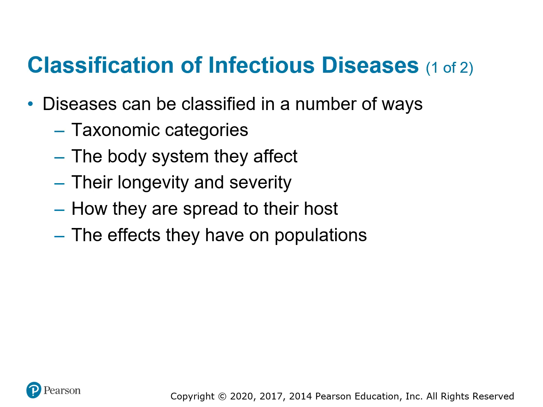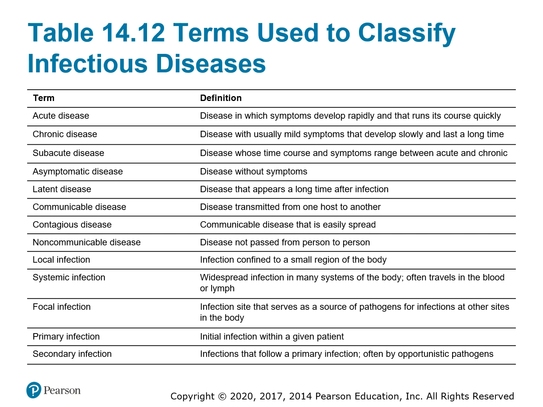So a nice summary chart on the modes of disease transmission so that you can organize that for yourself. Let's talk about classification of infectious diseases. We can classify diseases a couple of different ways. Taxonomic categories, the body systems that they affect, their longevity and severity, how they spread to their host, and the effect that they have on populations. So this is the kind of stuff that epidemiologists do. This is what they really get into, looking at statistics and all of this kind of information that we'll be talking about. So again, a lot of terms in this chapter, so some terms that you want to be familiar with.